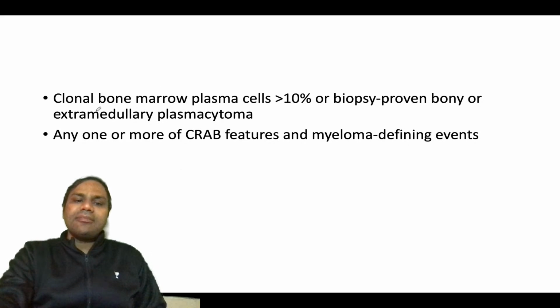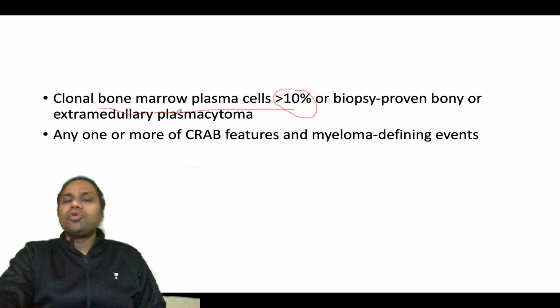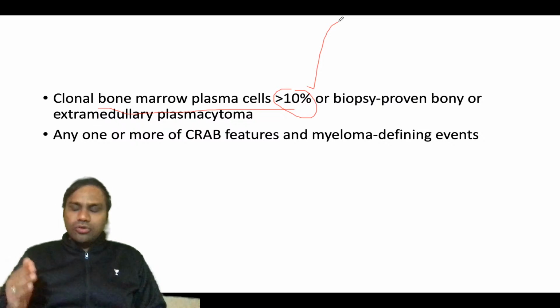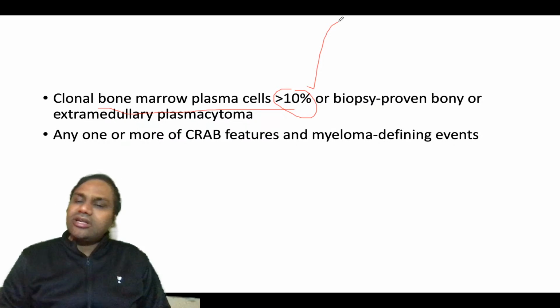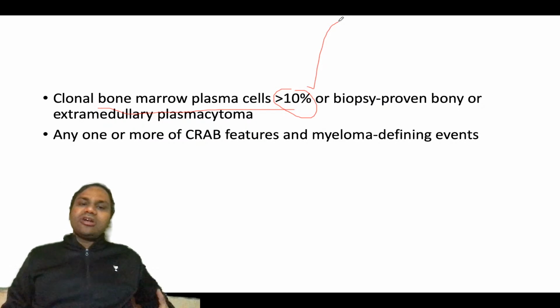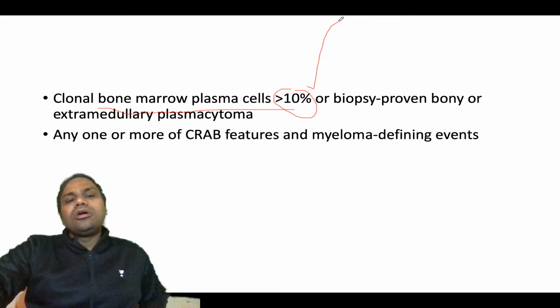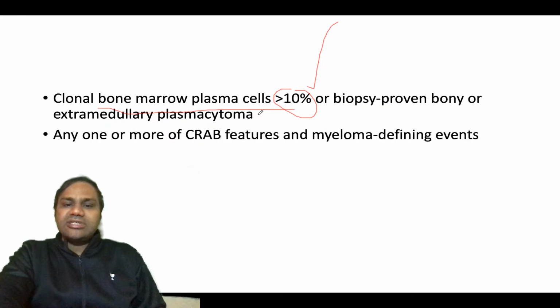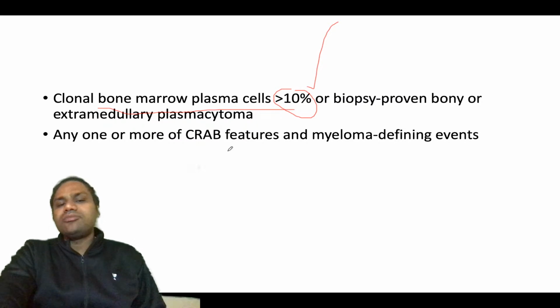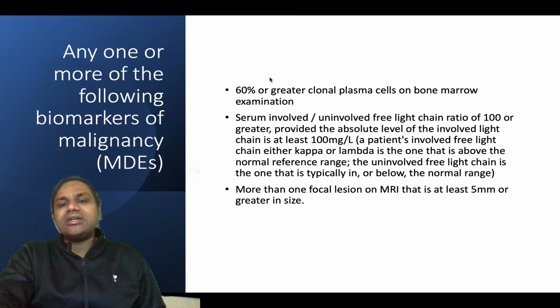The number one criterion is that clonal bone marrow plasma cells must be greater than 10%, or there is a biopsy-proven bony or extramedullary plasmacytoma. So either there is a bony or extramedullary plasmacytoma, or clonal bone marrow plasma cells are greater than 10%. And you need to have any one or more of the CRAB features, which are also myeloma defining events.